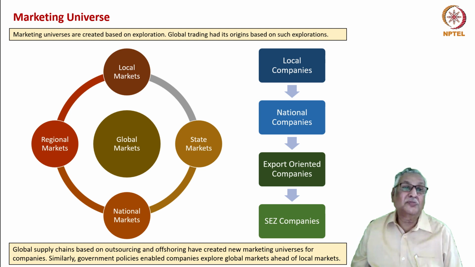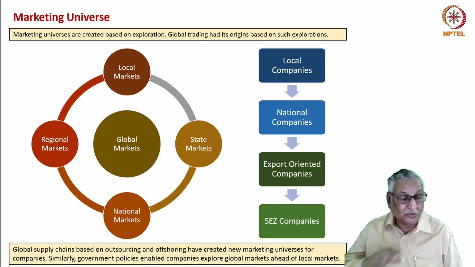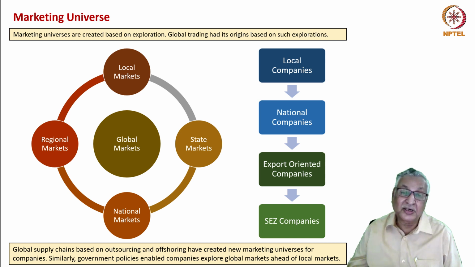So we talked about the marketing universality, but there are many universes in the market. Only when you explore your market, you will understand what kind of markets exist for your company. At the overall level, you have global markets. The entire world is one market for you. But at the same time, you have local markets, even hyper local markets, you have state level markets, you have national markets, and you have regional markets.